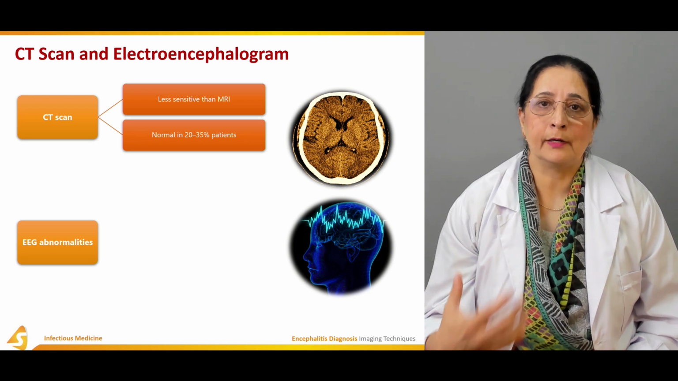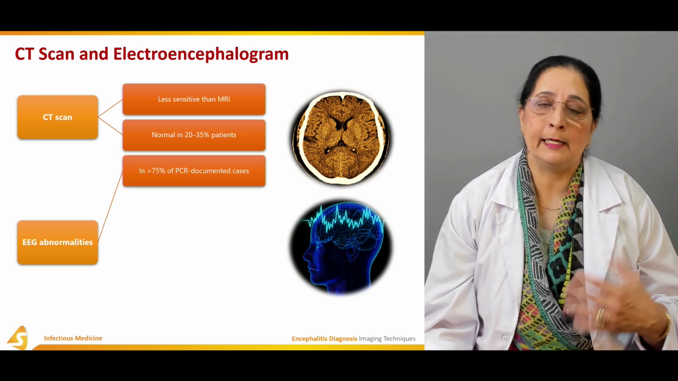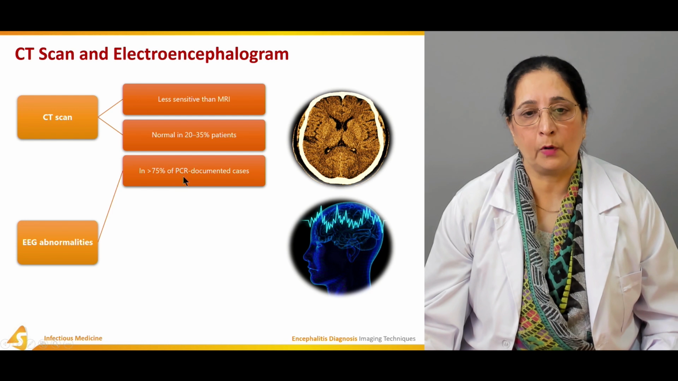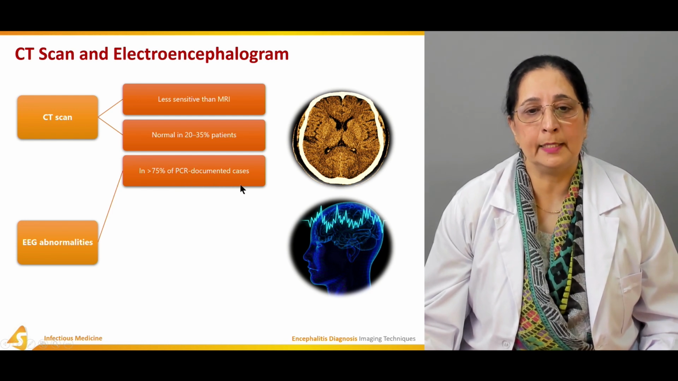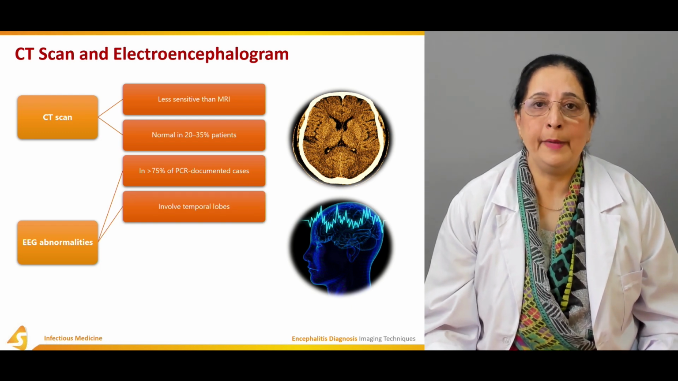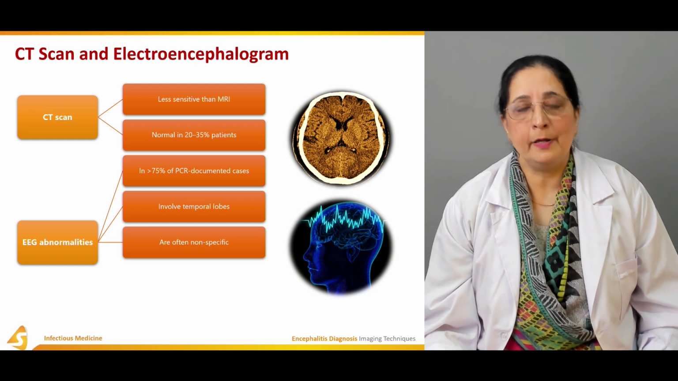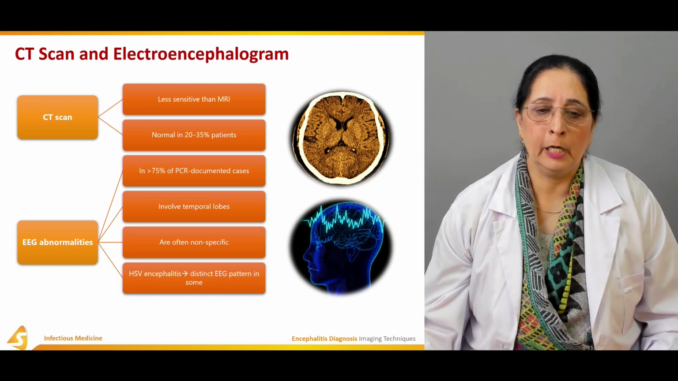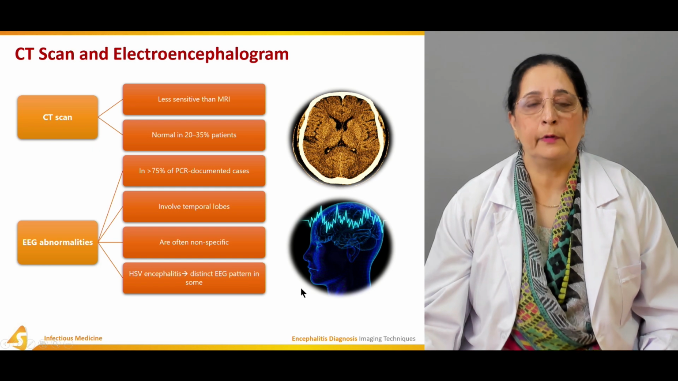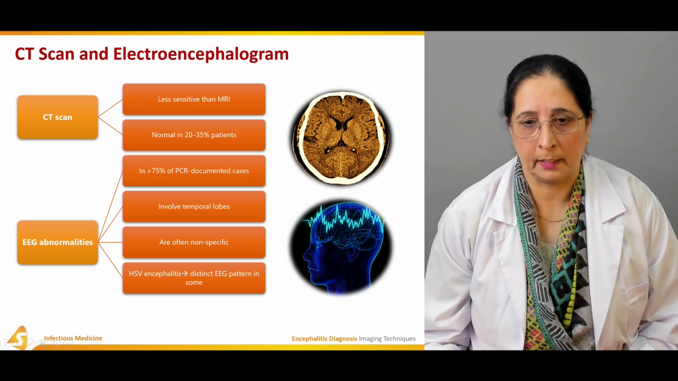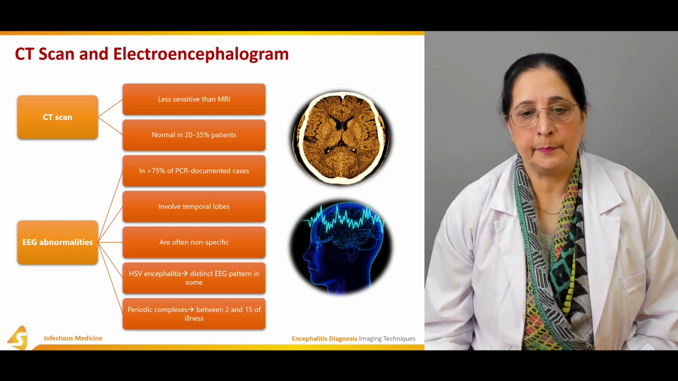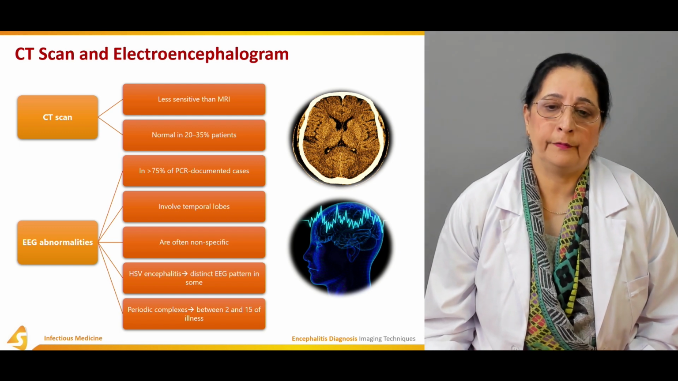Electroencephalogram is the electrical recording of the brain activity, like an electrocardiogram. In more than 75% of polymerase chain reaction documented cases, EEG abnormalities are present, involve mainly the temporal lobe, and are often non-specific. In herpes simplex virus encephalitis, a distinct electroencephalogram pattern is seen in some patients: periodic complexes between days 2 and 15 of illness.